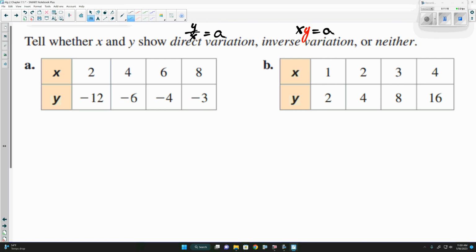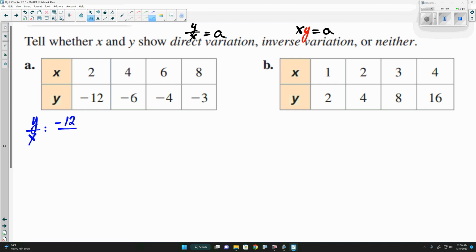And so for direct variation, if we do y divided by x, or x divided by y, and we get the same amount every single time for the given x and y, then it's direct. If we multiply the x and y together and get the same amount for each single one, then it's inverse. And if it doesn't work for either, then it is neither. So for this here, we can start with y over x. It doesn't matter. We could have done x over y. We just need to divide the two and keep it the same setup.